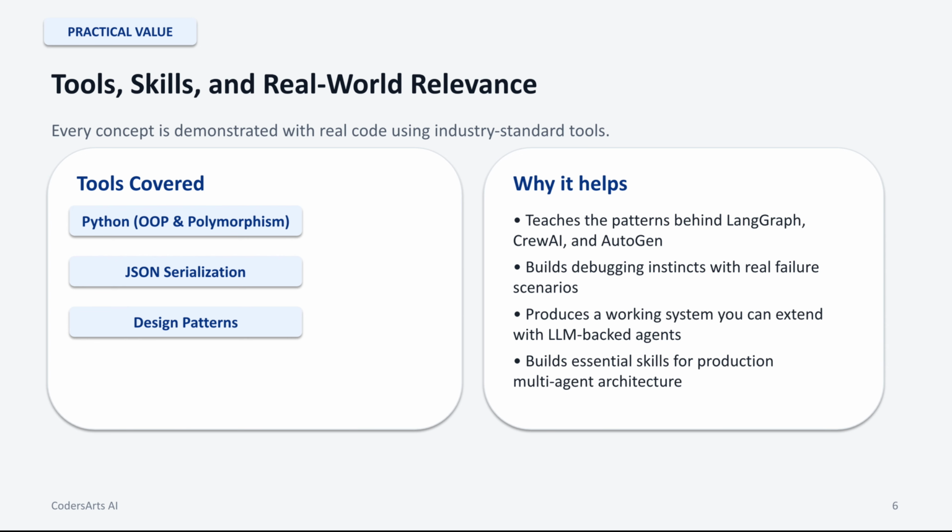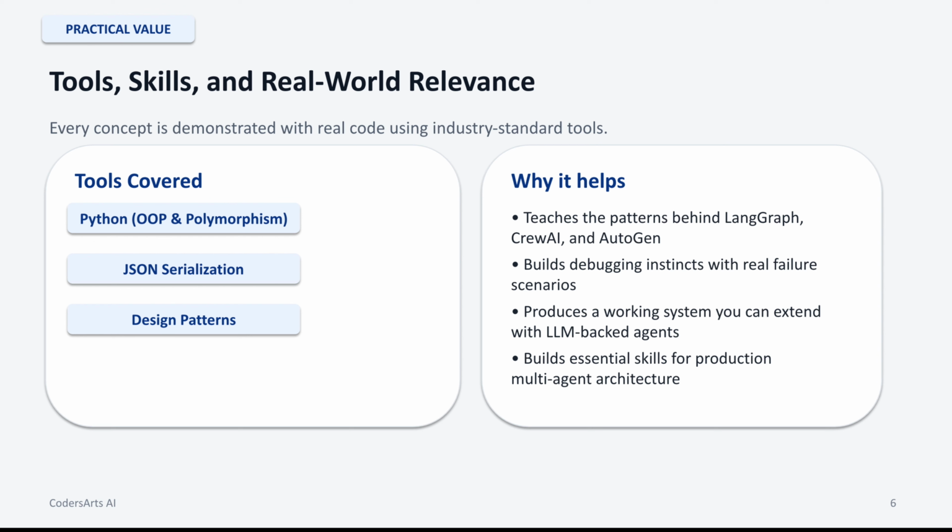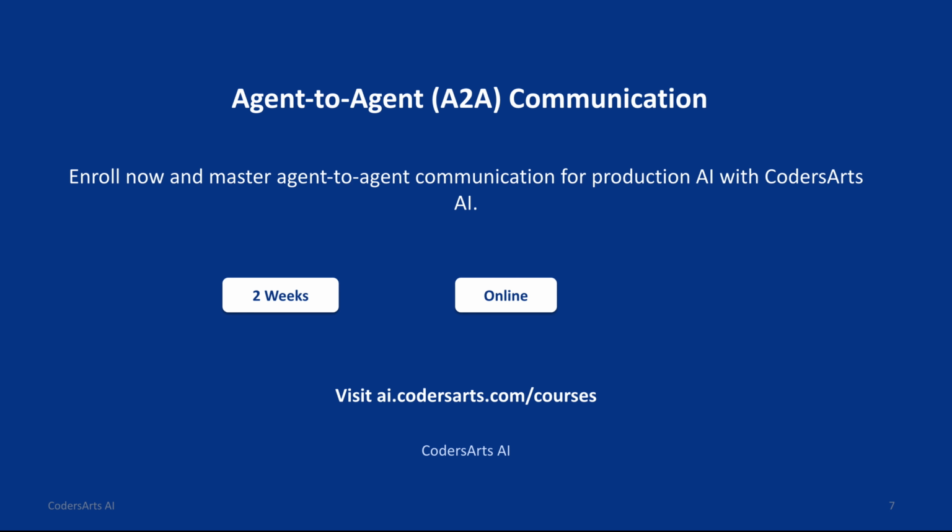Now let's talk about the tools, skills, and real-world relevance. You will work with core engineering concepts like Python OOP, JSON serialization, and design patterns. And more importantly, you will understand the foundations behind frameworks like LangGraph, CrewAI, and AutoGen. So instead of just using tools, you will know how they actually work. Don't just use agent frameworks, understand them. If you want to build scalable AI systems with multiple agents, these are skills you cannot skip.